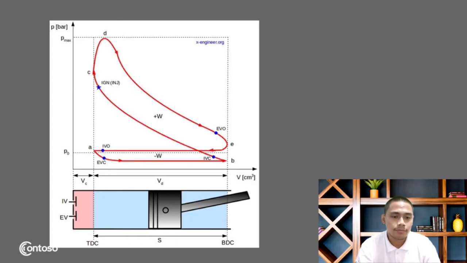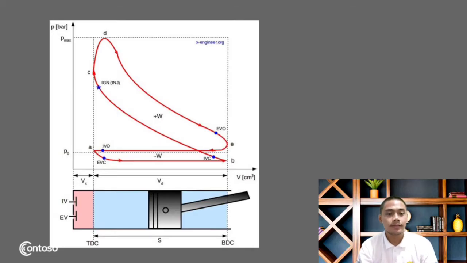IV is the intake valve. EV is the exhaust valve. The volume is measured in cubic centimeters. We have here the positive W and the negative W. This means that the positive W, work is done, and the negative W, work is lost.